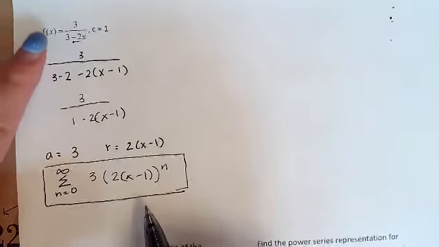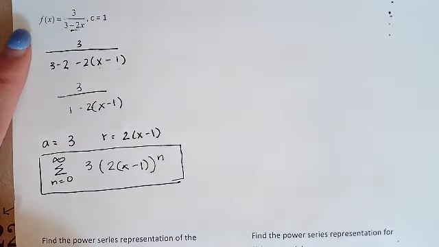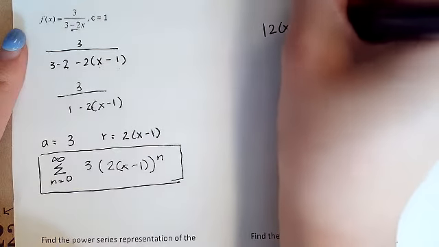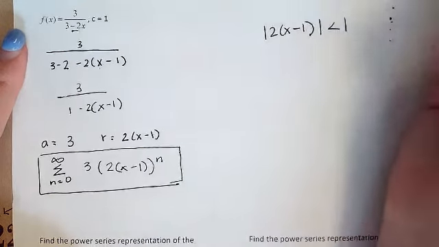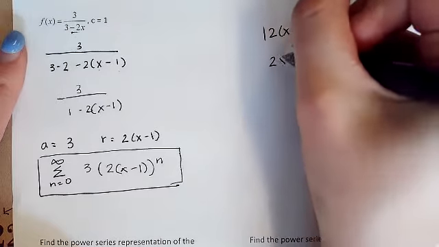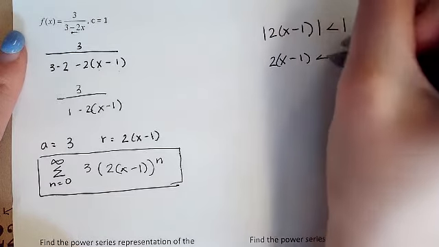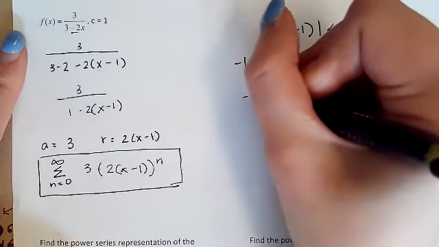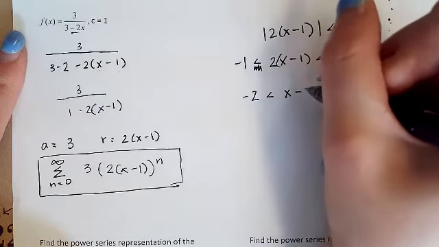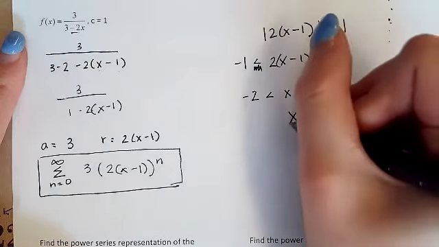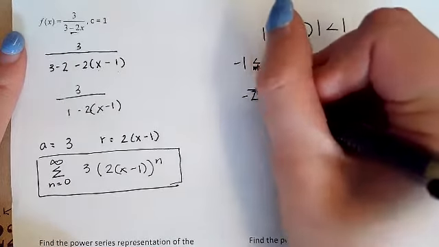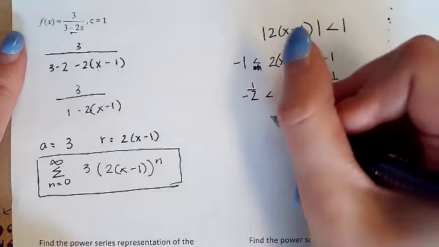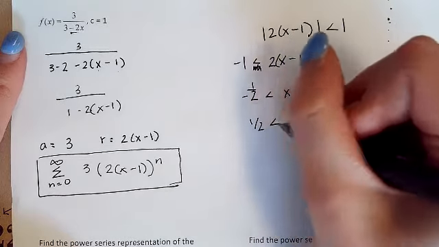What's my next step here? Absolute value less than 1. Compare it to negative 1 and 1: the value is less than 2 times x minus 1, which is less than positive 1. And you divide by 2. And x minus 1 is between negative 1/2 and 1/2, and then we add 1. That includes that x is between 1/2 and 3/2.